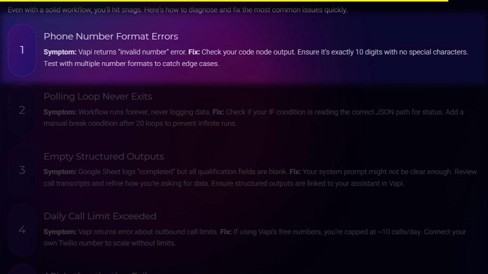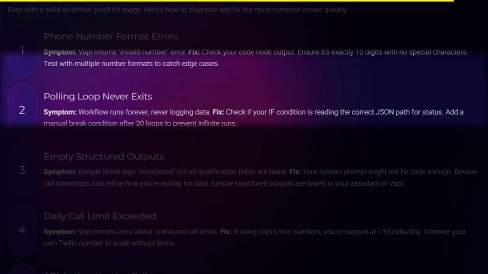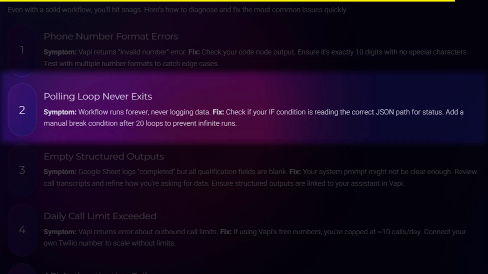First, phone number format errors, right? The symptom here is that VAPI returns invalid numbers. The fix here is to check your code node output, ensuring that it's exactly 10 digits with no special characters, and test with multiple numbers and formats to catch edge cases. Second is the polling loop never exits, right? Workflows run forever and never log any data. The fix here is to check if your if condition is reading the correct JSON path for status. Make sure you add a manual break condition after 20 loops to prevent infinite runs.